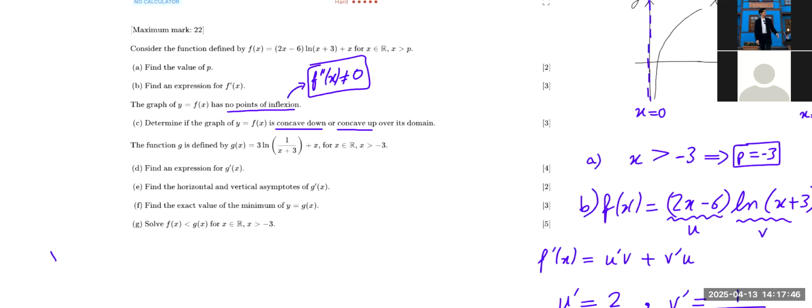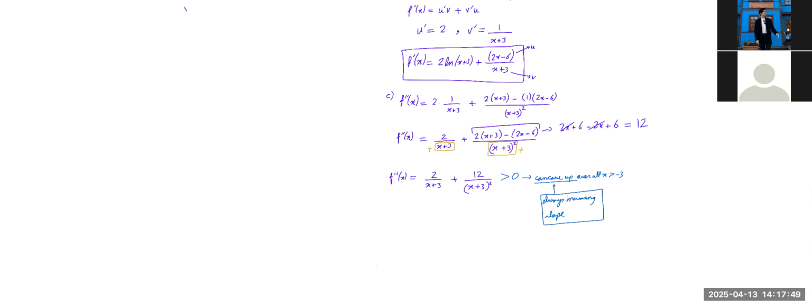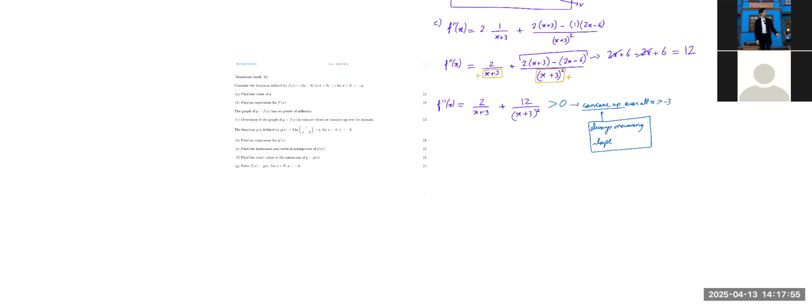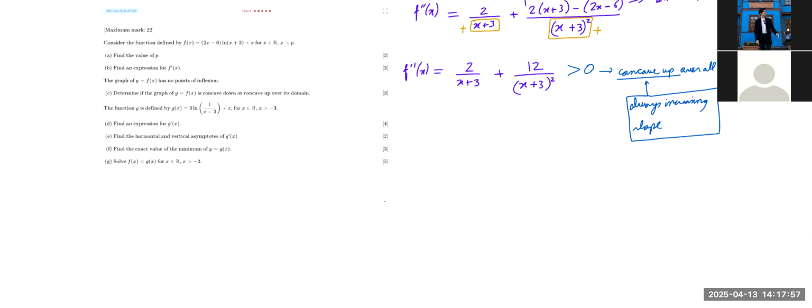Now we have a second function. The second function is another logarithmic function. This time we have g of x equals 3 times natural log of 1 over x plus 3, and, oh, plus x. I didn't see that. There's a little plus x here. And the domain is again that x has to be more than -3, which makes sense because if x is less than -3, we're going to have a negative number in the input, which doesn't work. So let's start with the derivative.